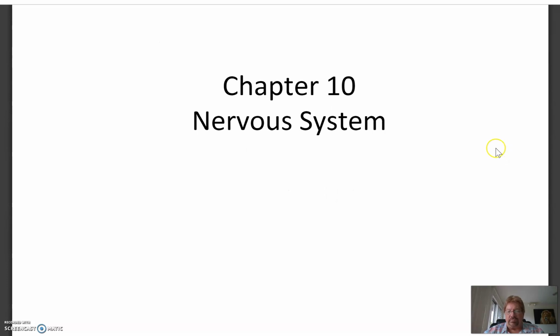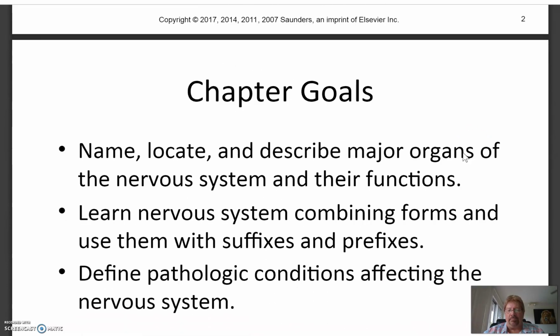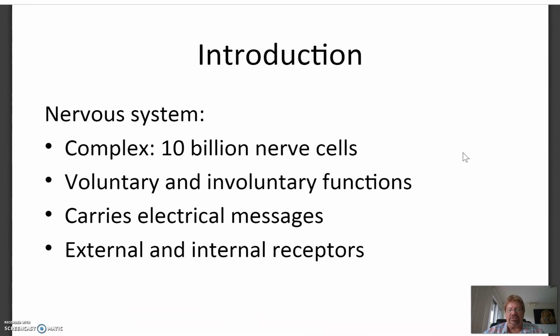Okay, the nervous system. Extraordinarily complex system of the body. Okay, introduction. Complex, 10 billion nerve cells. Well, I need to correct that right off the bat. There are over 100 billion nerve cells just in the brain, 10 times more than this, so this is wrong. How do I know? Because I've been researching that kind of stuff. They always say there's as many nerve cells as there are stars in the Milky Way galaxy.